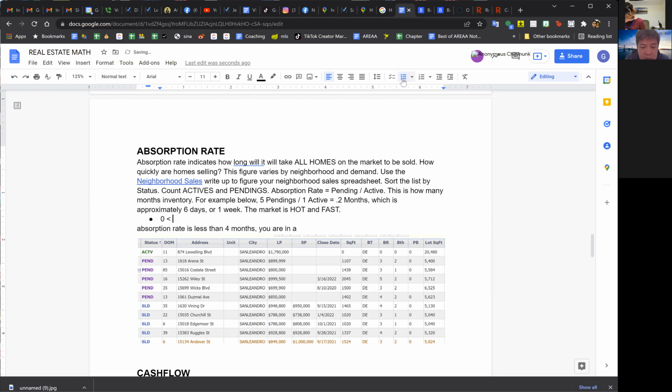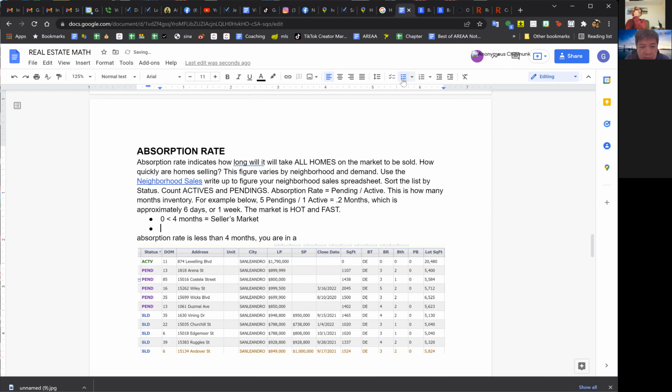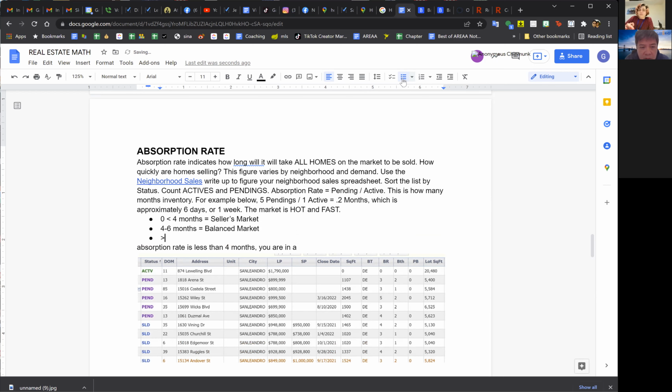Four months or less is a seller's market. Four to six months is a balanced market. Greater than six months is a buyer's market.